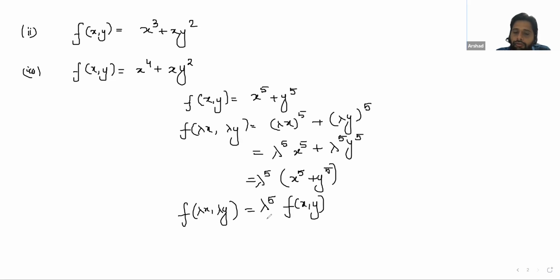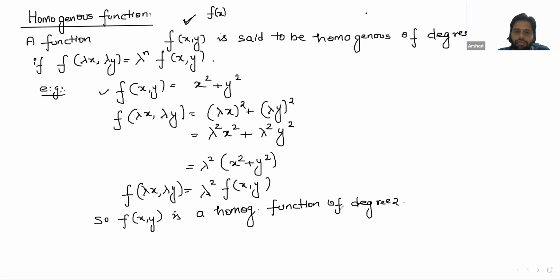Okay, so here, this is a homogeneous function of degree 5. This is the power. When you put lambda in place of x and y, and you can take out a complete common factor, so that here you get f(x, y). Okay, so Seth, I'm changing the slide. Please take a screenshot of this. There's a definition.